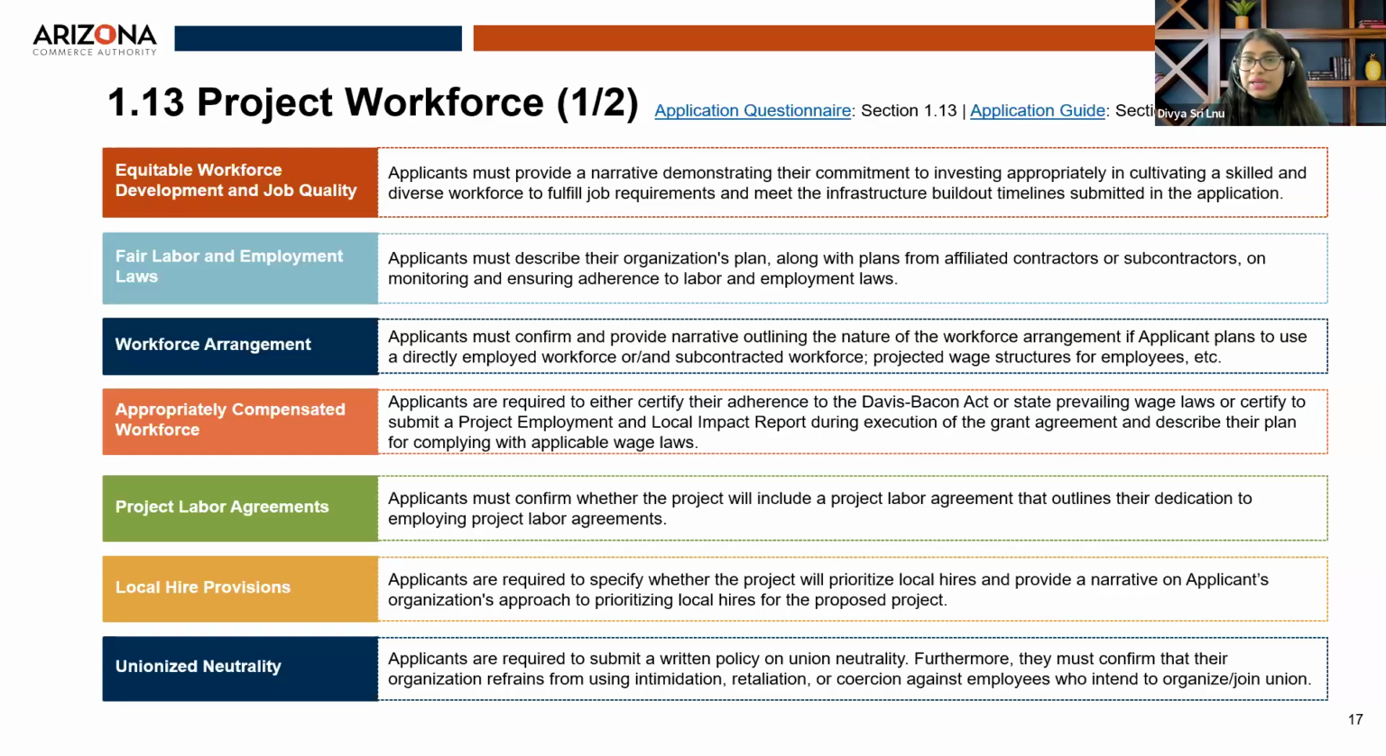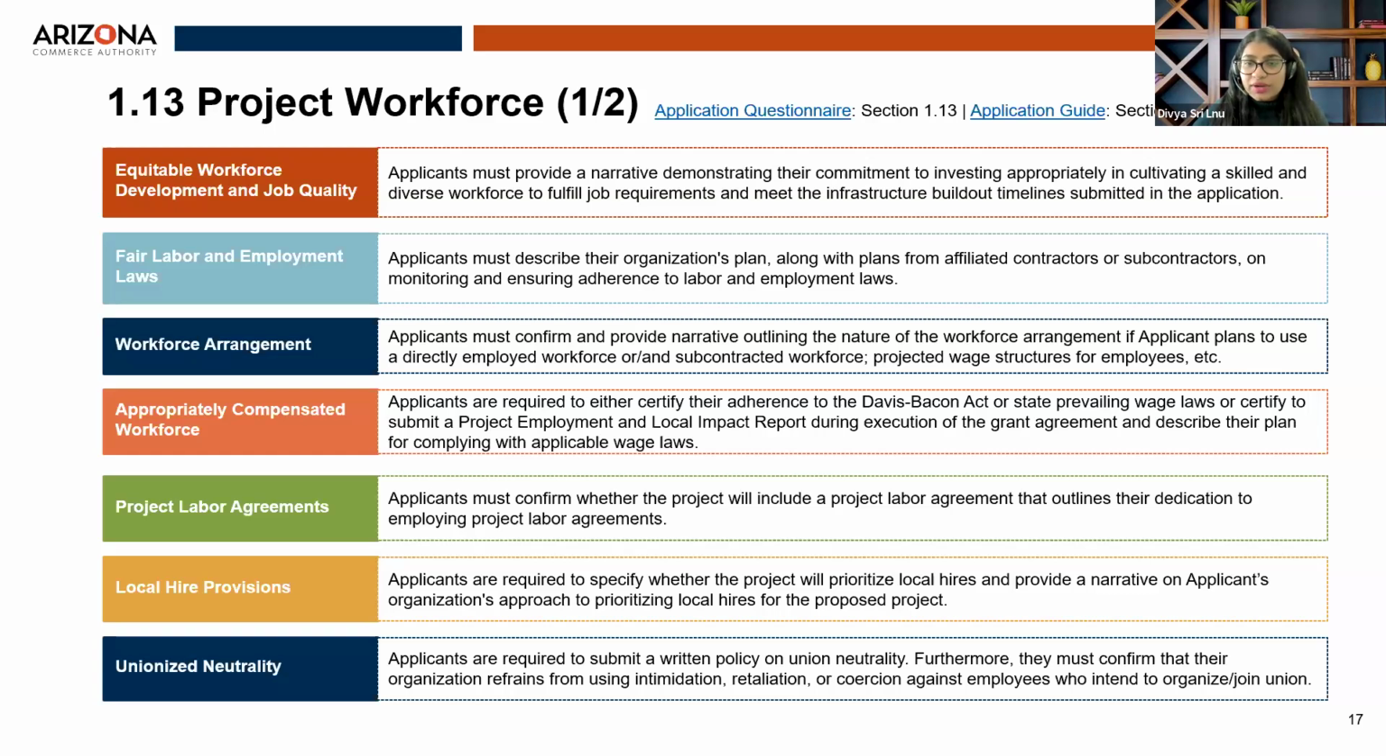Following that is the appropriately compensated workforce. Under this, the applicants will have three different options. One is adherence to the Davis-Bacon Act. Second is adherence to the state prevailing wage laws. Or the third is certifying to provide a project employment and local impact report during the execution of the grant agreement. Based on the option selected here, they can provide a narrative on how they plan to ensure compliance to these applicable wage laws.